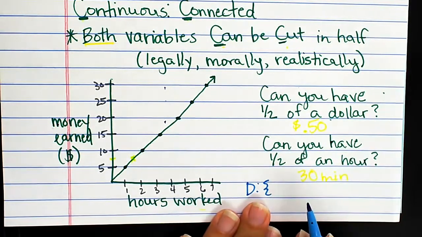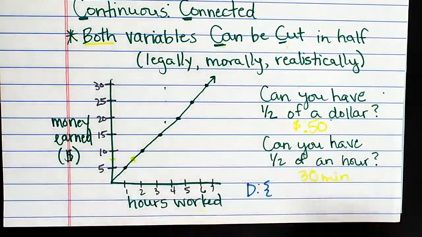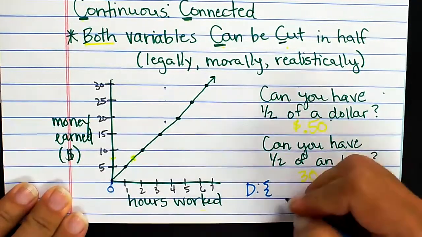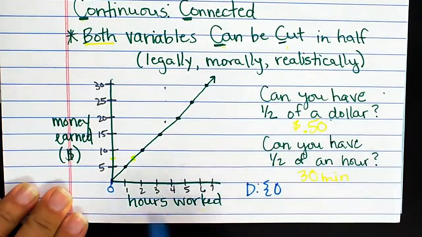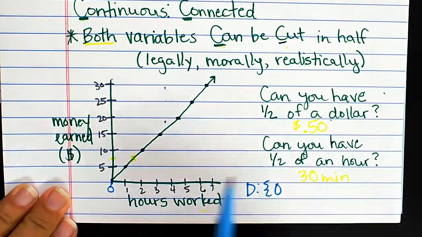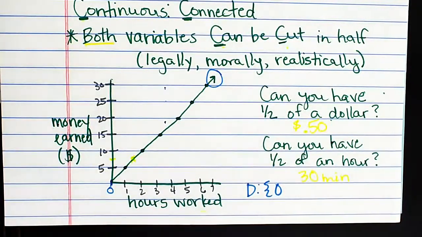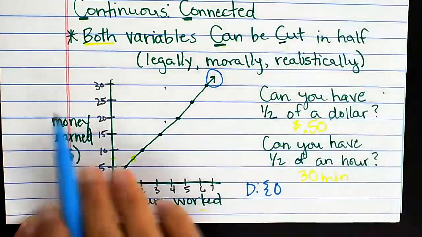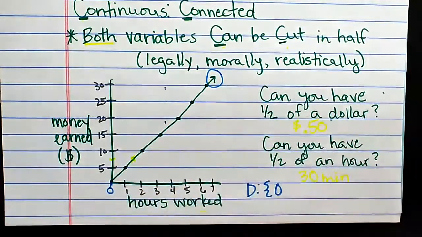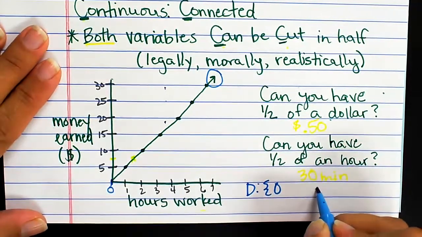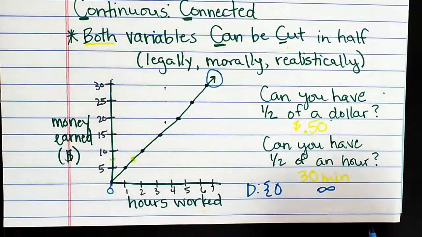So with domain, I'm always going to go left to right. I start over here at the left. The lowest spot where I see information is at 0. I move along, and I see, oh my gosh, there is an arrow. What does that arrow mean? That arrow means this continues forever and ever and ever. So if I go out forever, there's still going to be graph somewhere way up there. So I can't put an ending on it. I'm going to have to call that infinity.